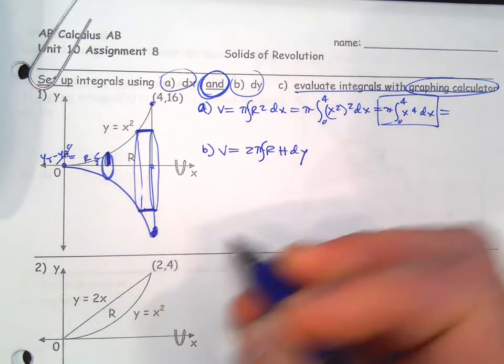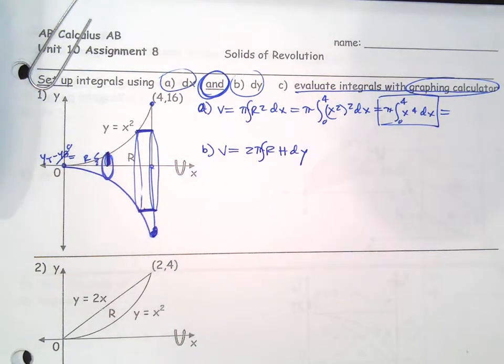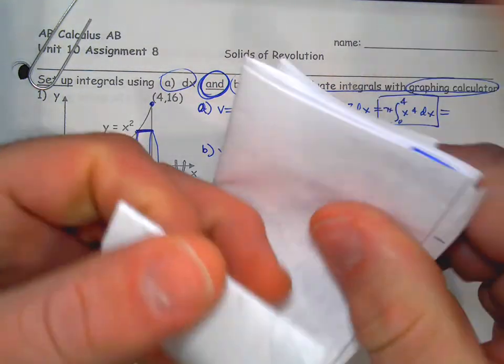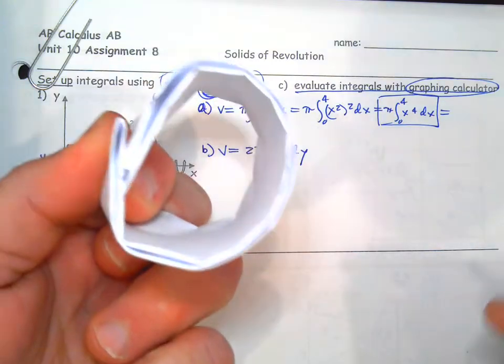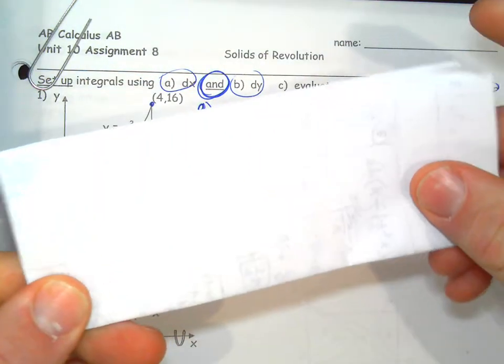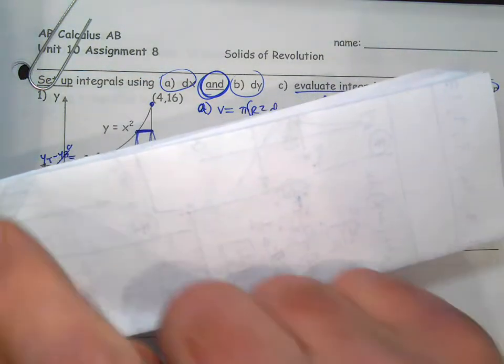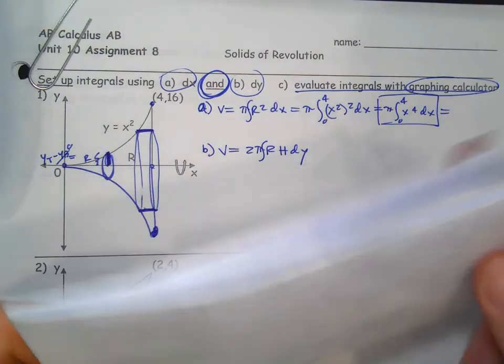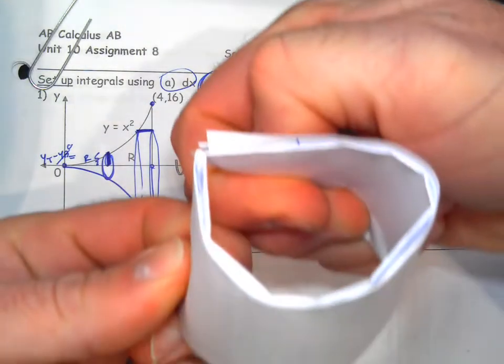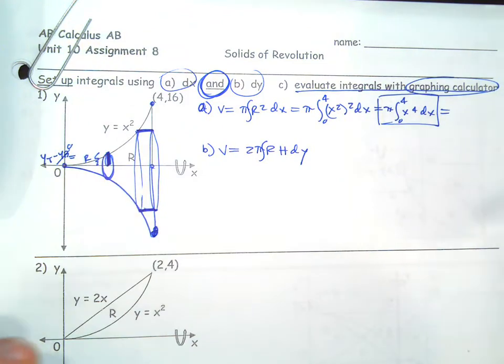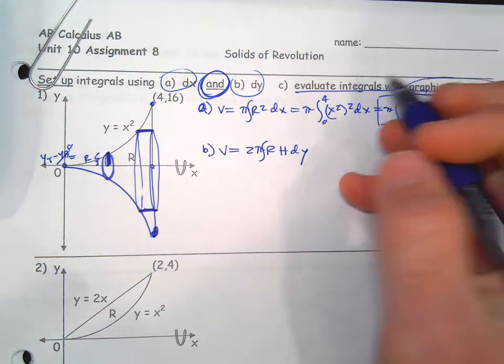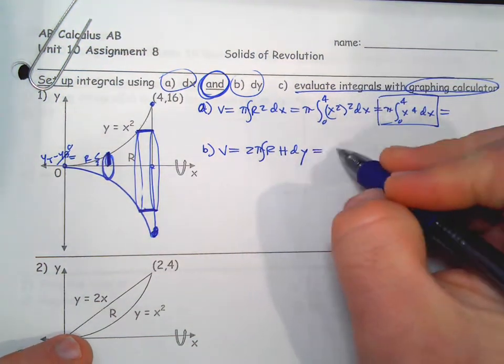Don't memorize this. If you slice the shell open, here's your shell. If you slice it open, it's a rectangle. Base times height. The height's the height of the shell, but the base is the circumference of the shell originally. That's where 2 pi r comes from. And then thickness gives it 3 dimensions. So it's going to be 2 pi.